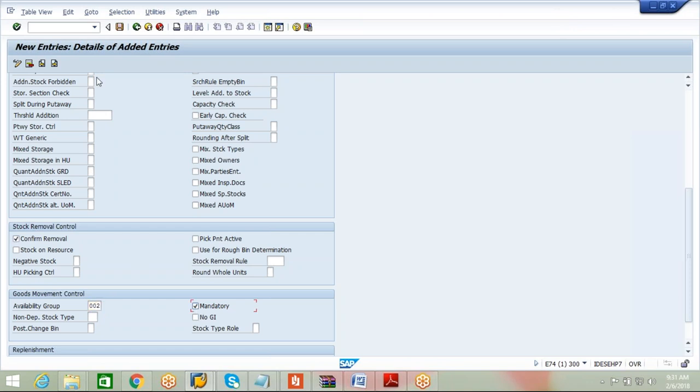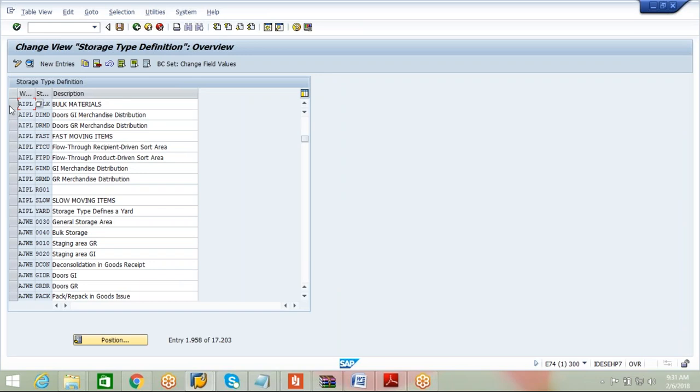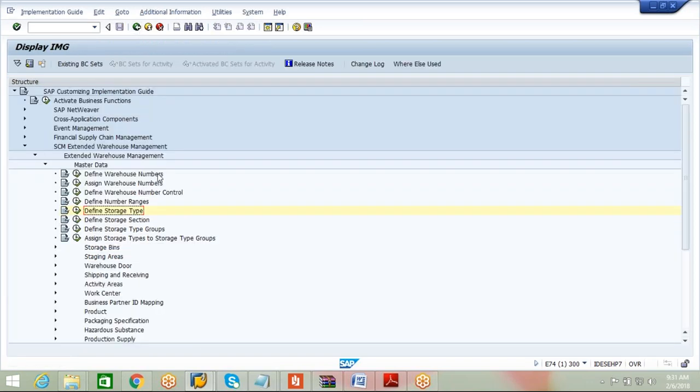Okay, mandatory. We have created three storage types now. One is bulk, fast, and slow item. Just give me 3 or 4 minutes. I will clean all the remaining storage types. I will explain once the topic comes. I just want to delete the storage types.